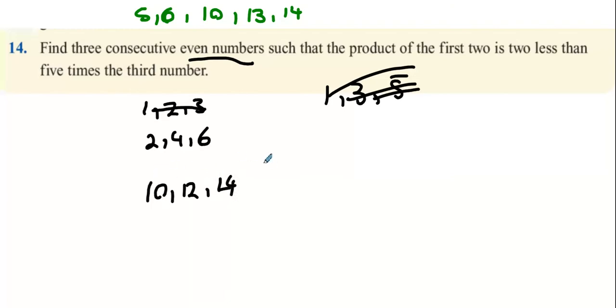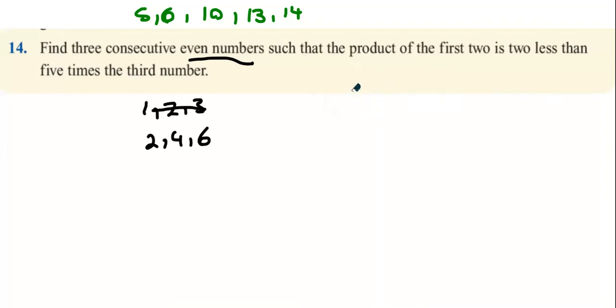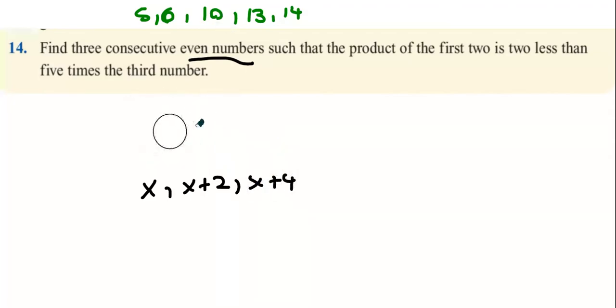They're consecutive even numbers. Now, in this case, what we're going to try is the little trick. We're going to let x be the smallest even number, then add on 2. Every single time to make the next even number, you have to add on 2. x plus 2 would be the next even number, and then x plus 4 would be the third even number. Okay, so we've got our first, our second, and our third.